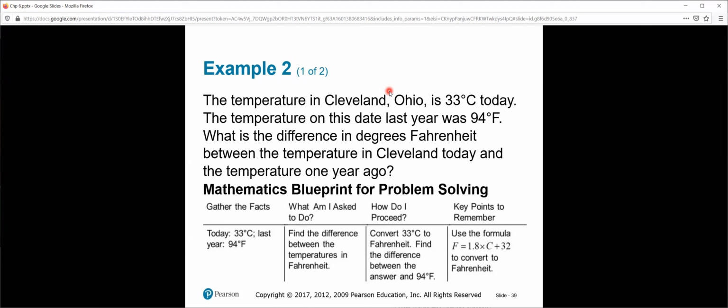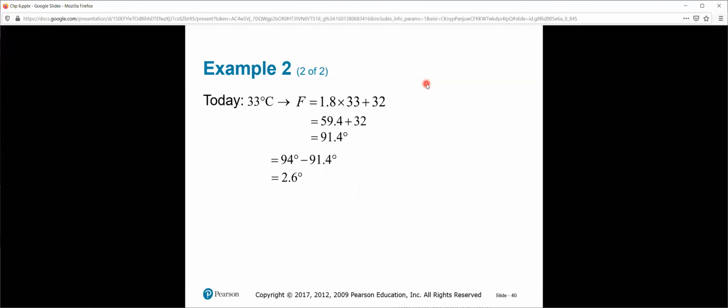If you don't know what to do, write stuff down. What is my answer supposed to look like? Well, my answer looks like it's in terms of degrees Fahrenheit between the temperature today and 1 year ago. Cool. So my answer is going to be in some degrees Fahrenheit, right? If you need to go through those steps, I suggest you do them. If you don't need to go through those steps, well, life's easy for you.